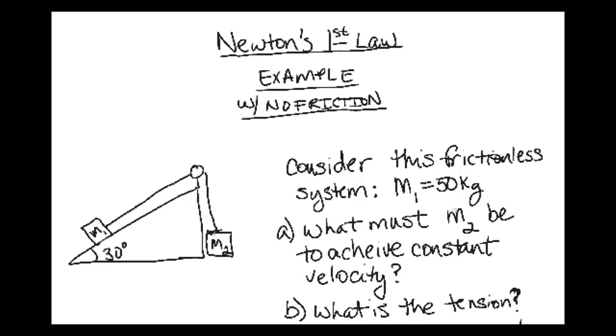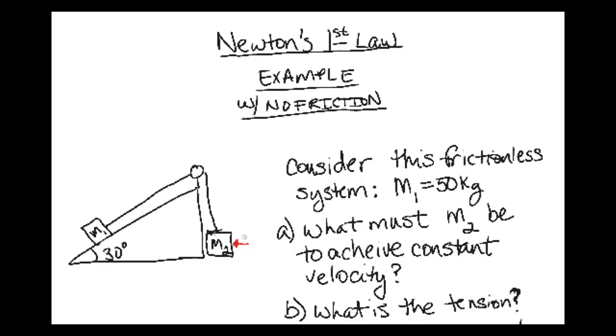Today we're going to be discussing Newton's first law, an example with no friction. Alright, we're going to consider this pulley system that's completely frictionless. The surface here doesn't have any friction, neither does the pulley. The ropes have no mass or negligible mass. And the first question is, what must the second mass here be in order to achieve a constant velocity?